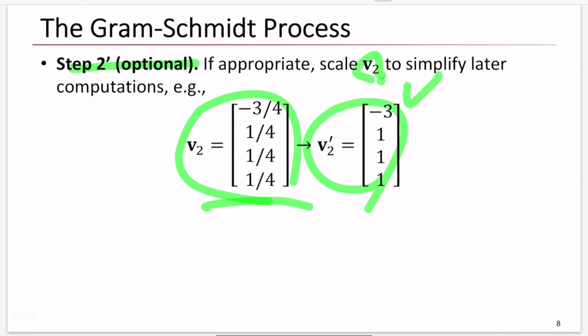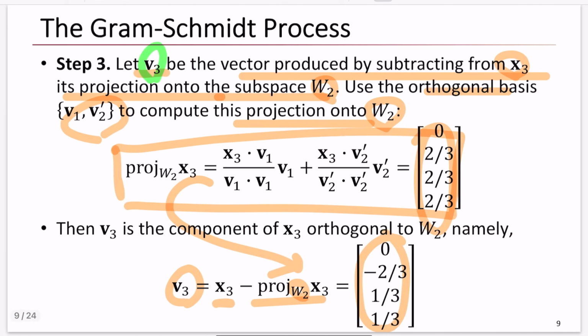Here is one more step. This is an optional step to simplify the computation. We can scale V2 to V2 prime to simplify later computation, but this is just optional. If you can, just use V2, but we are going to use V2 prime. Anyway, V3 is the vector produced by subtracting from x3 its projection onto the subspace W2, determined by V1 and V2 prime. So how can you do that?